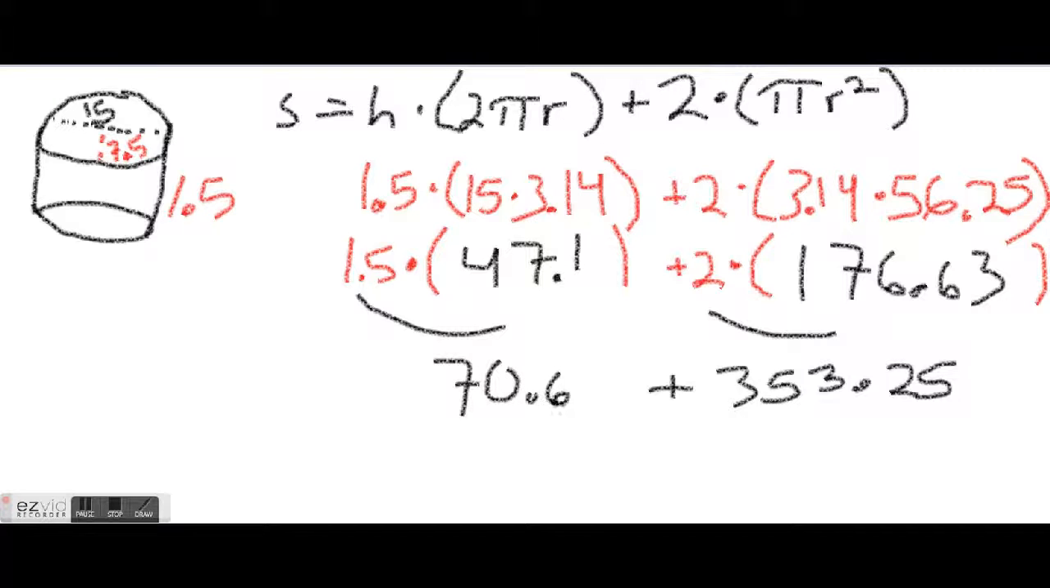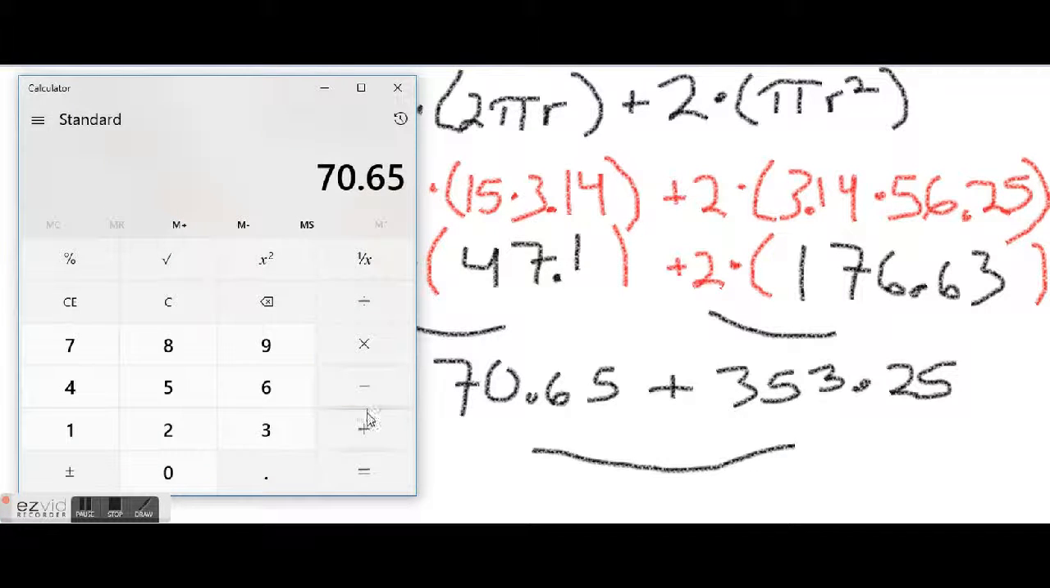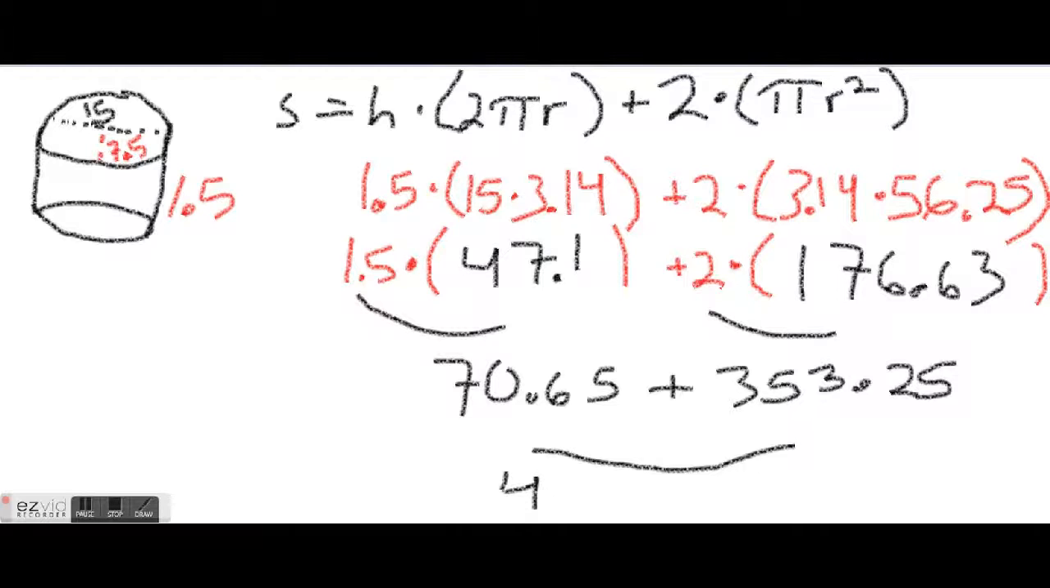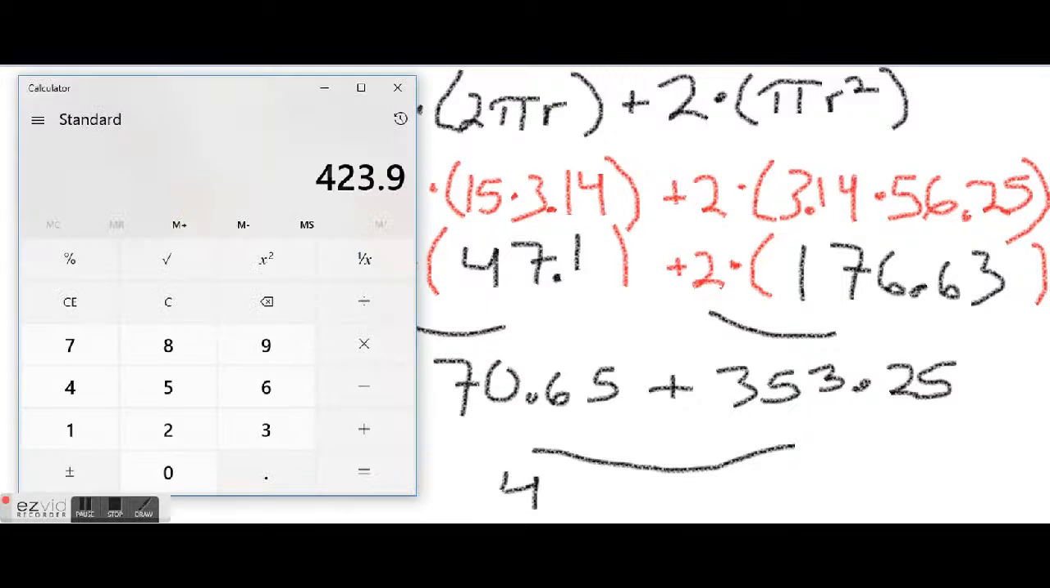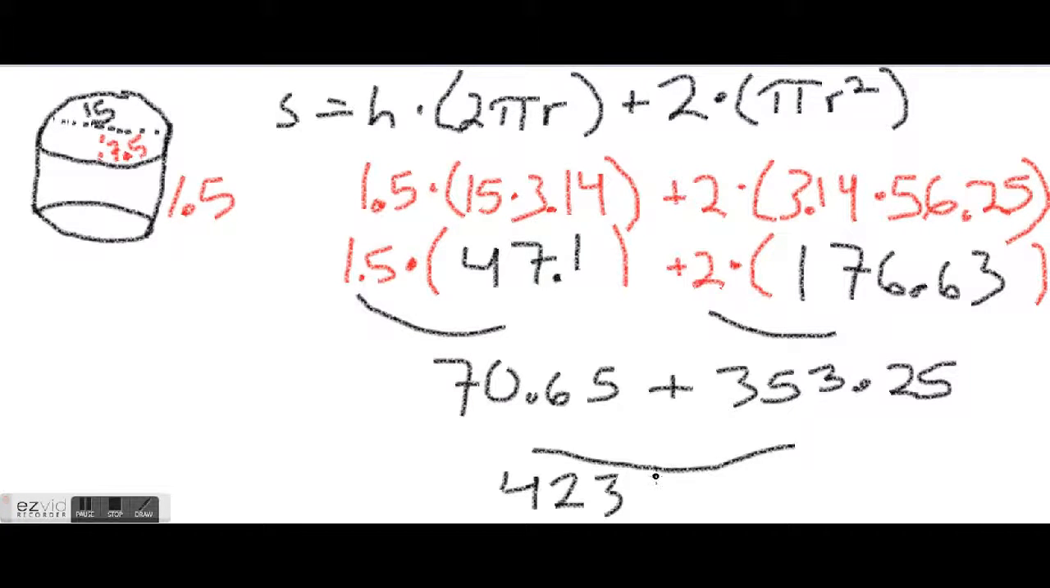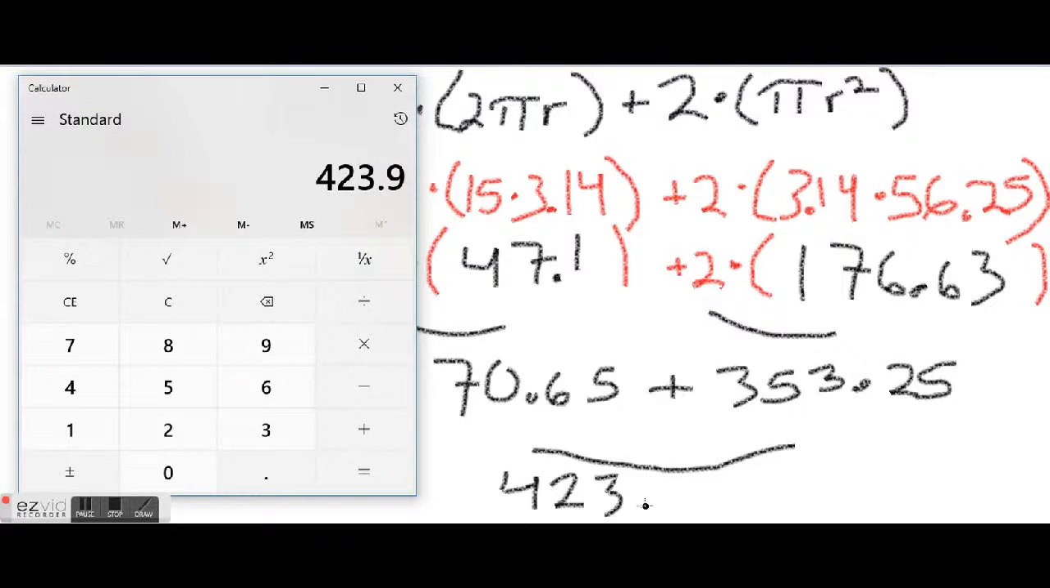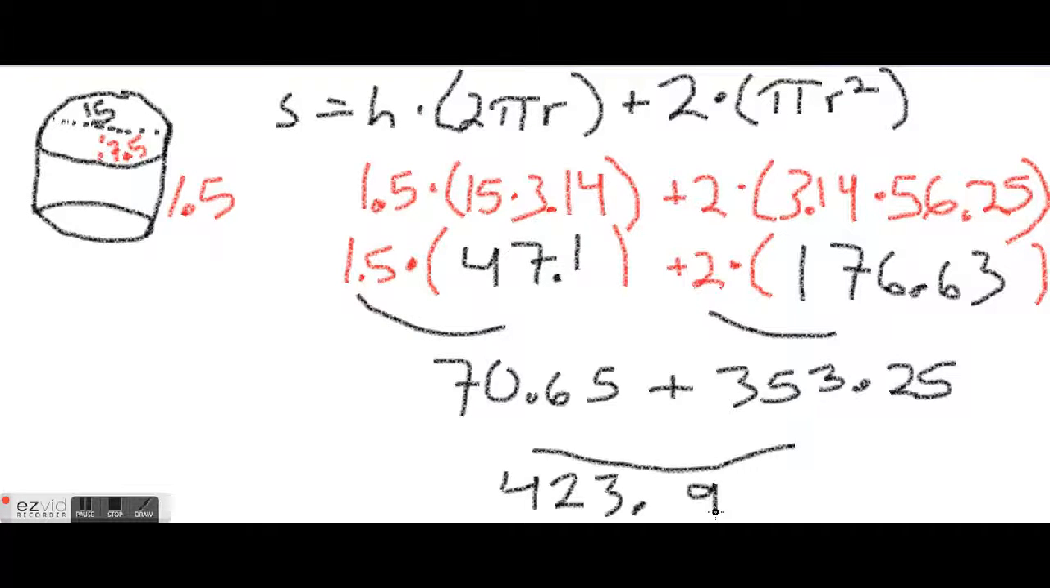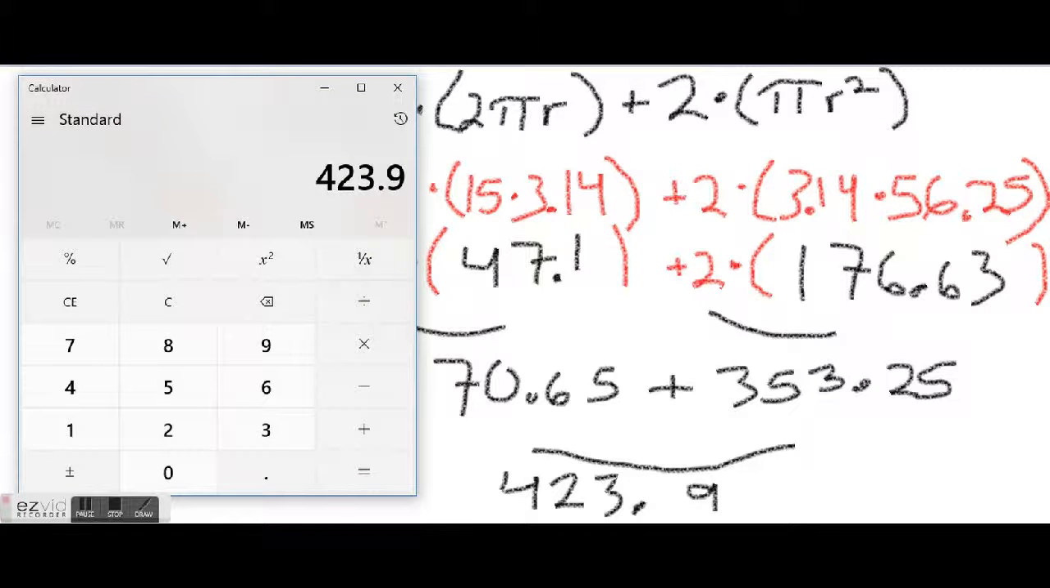70.65 plus 353.25 equals 423.9. Now, I did not get the correct answer as in the book, but I got close enough. I may have made a little mistake here and there, but this is the procedure.